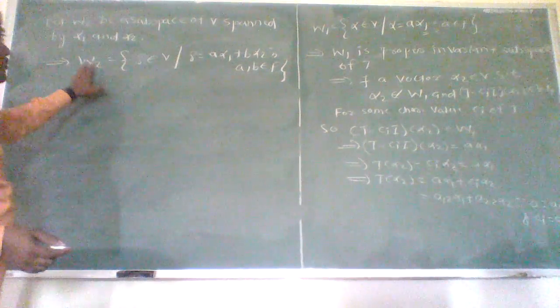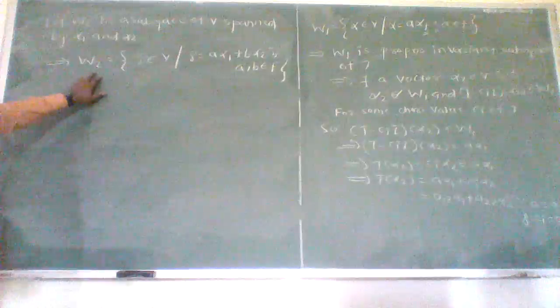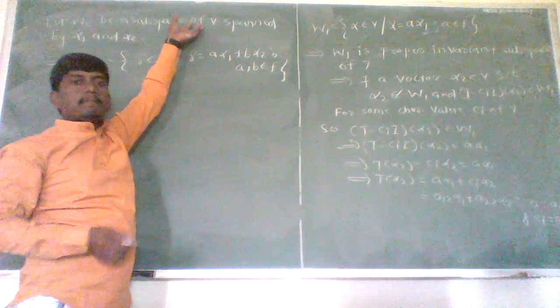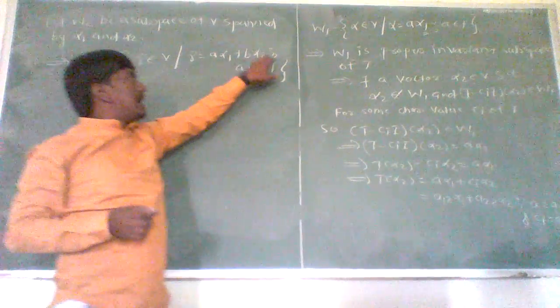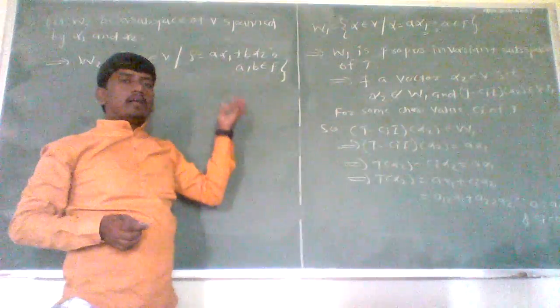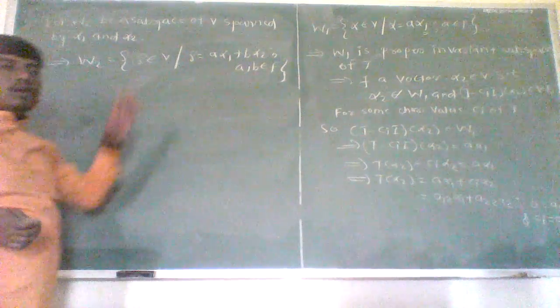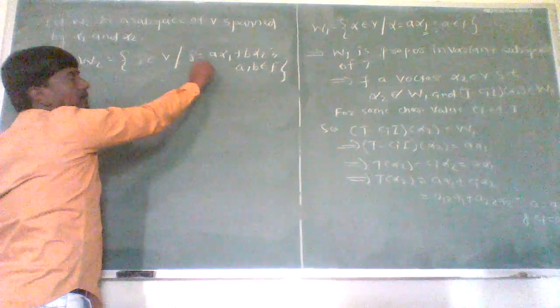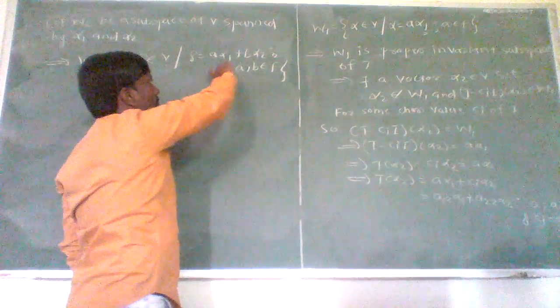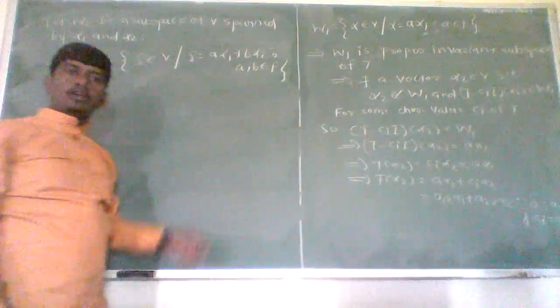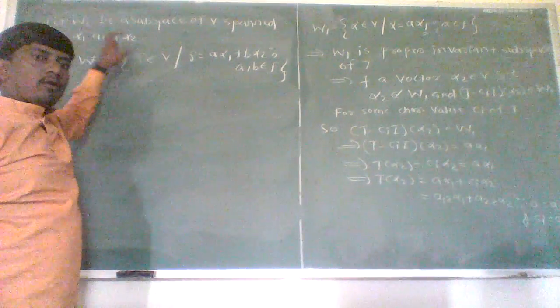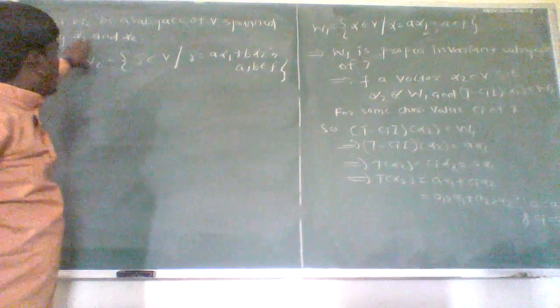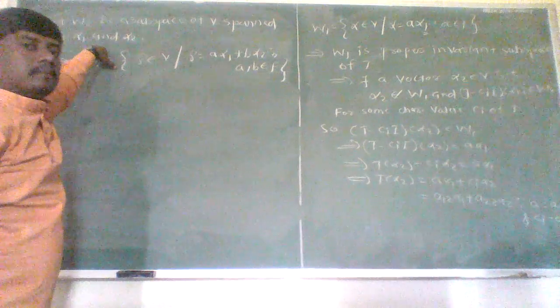Now again, here W2 is a subspace of vector space V which is spanned by alpha 1 and alpha 2. Now we have to check whether it is invariant under T or not. If we take any element belonging to this W2, then it is of the form A alpha 1 plus B alpha 2, and T image of this one is again belonging to W2 itself. Then from the definition of invariant subspace, W2 is invariant under T.